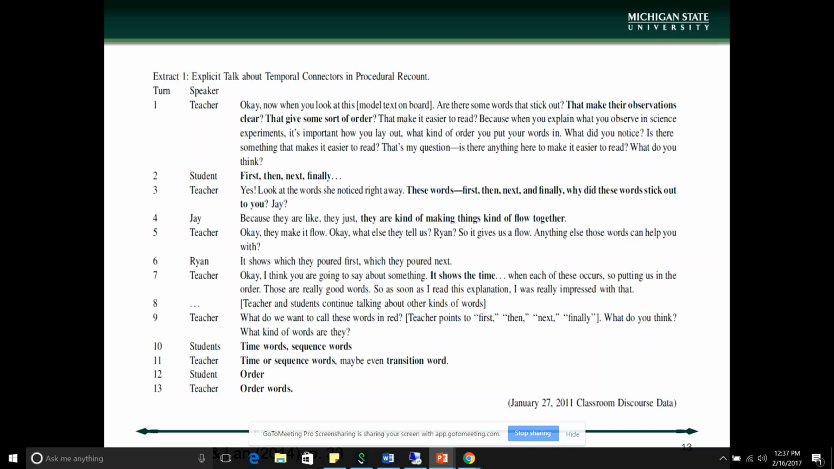So you can see that as the teacher is helping the student construct the text, there's an effort really to focus on the language. So in this case, it happens to be connector words, but there's other types of language that the teacher can focus on.